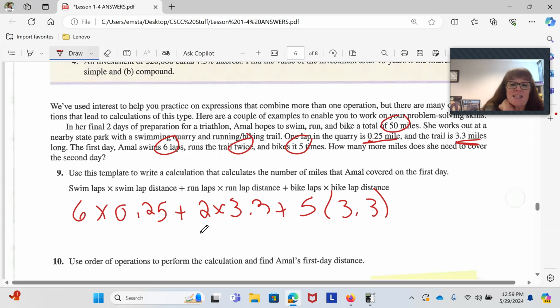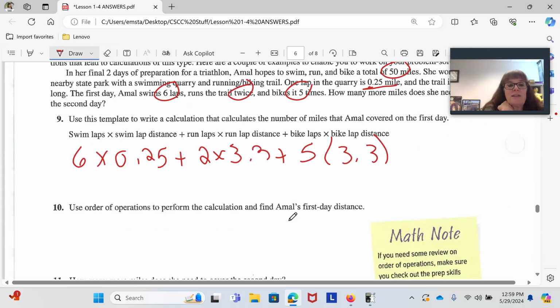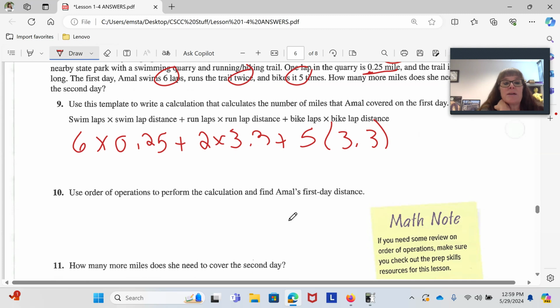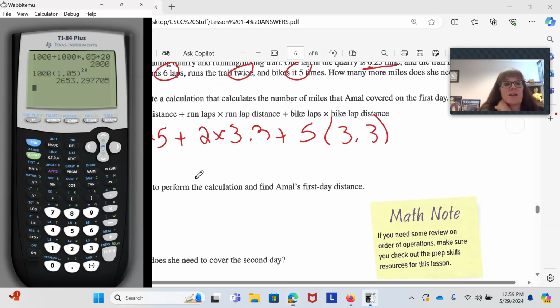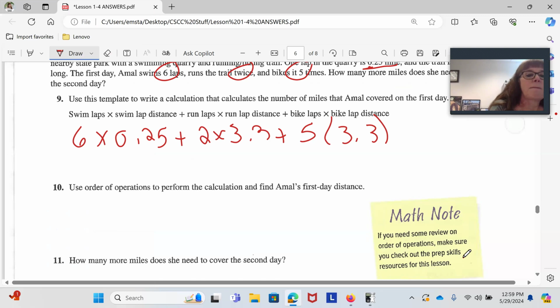And then number 10 says use the order of operations to calculate her first day distance. So we are going to multiply each of these. I can do them in the calculator all together if I want, or I can do bit by bit. So we know the swimming was 6 times 0.25. So she swam 1.5 miles. So order of operations, that's that PEMDAS. Please excuse my dear Aunt Sally. We do parentheses first, then exponents, then multiplication and division, then addition and subtraction. You'll see a little bit more of that, I believe, when you get into the group work.